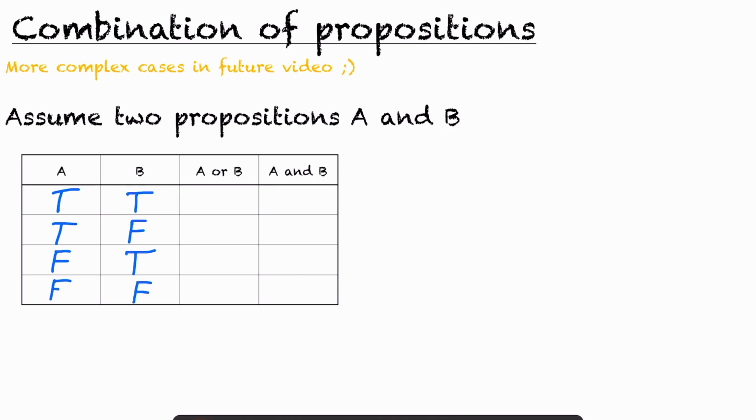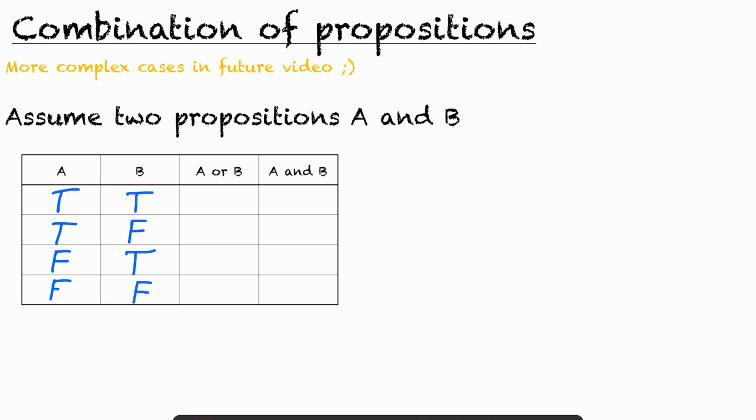So now let's look at the combination A or B. In order for A or B to be true, either A or B or both of them have to be true. So we can now conclude the truth value of A or B based on the truth values we assigned in the first two columns.